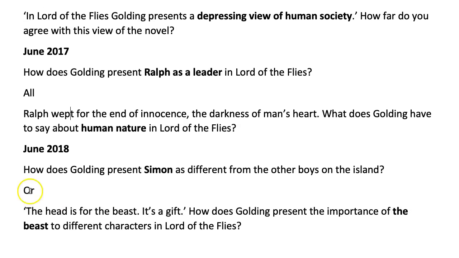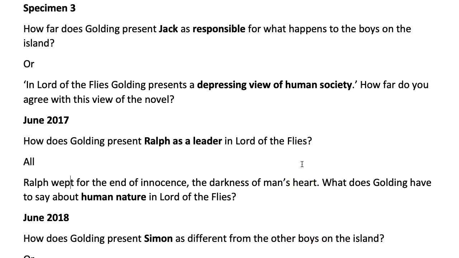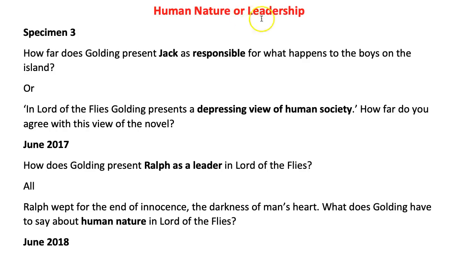Let's look at last year's question. How does Golding present Simon as different from the other boys on the island? Well, that again comes back to either what Golding is saying about human nature or actually what he's saying about Simon's kind of leadership, which is visionary, it's profound, but ultimately tragic because he's killed. You'll know that his death is an exact parallel of that of Jesus. If you don't, you obviously haven't watched my videos on Lord of the Flies. I'll put them up here as cards that you can link to. But again, whatever the question, as I keep showing you, it's really about human nature or leadership.